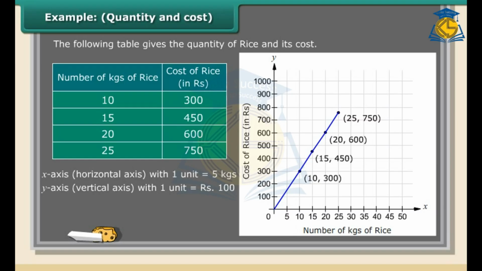Suppose we want to know the price of 17 kgs of rice. Locate 17 on the horizontal axis, then follow the vertical line through 17 till you meet the graph at P. From P you take a horizontal line to meet the vertical axis at 475. This point, 475, provides the answer. This is a graph of a situation in which two quantities are in direct variation. The graph will always be linear.